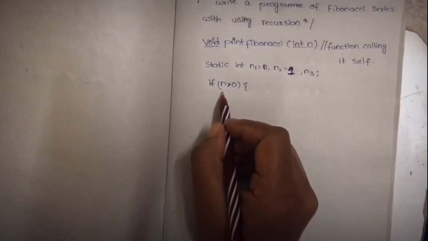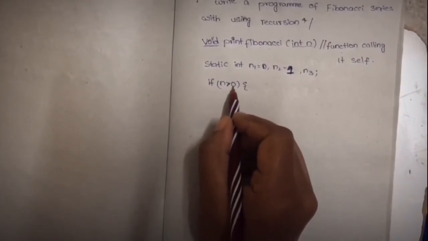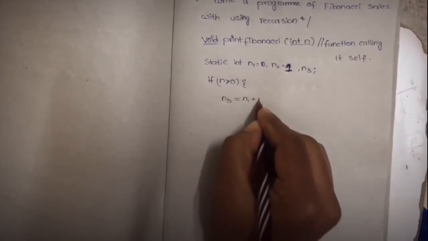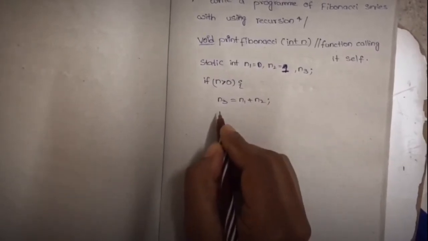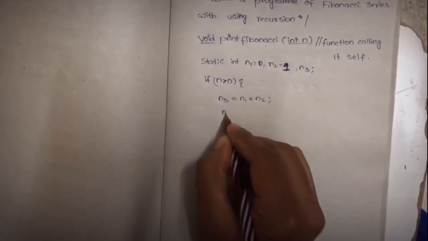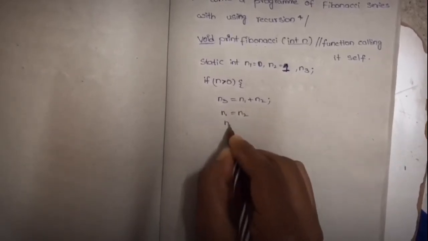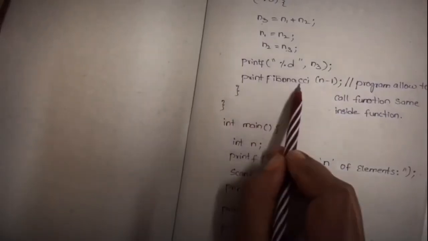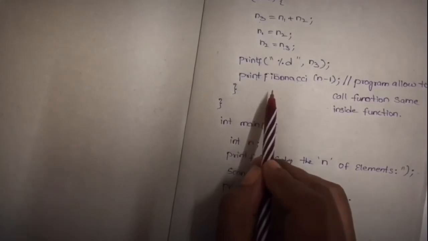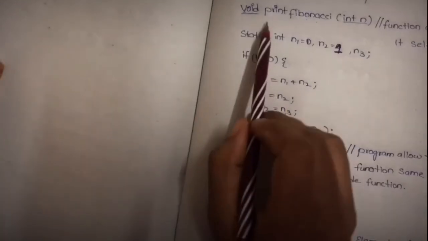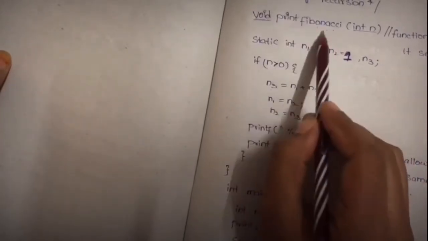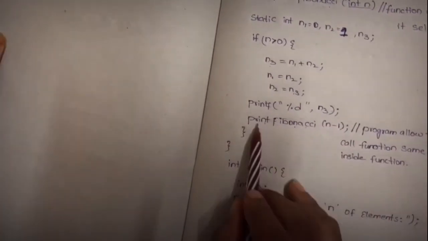Applying the statement: if n is greater than 0, then the condition will be n3 equals n1 plus n2. The swapping of numbers will take place as n1 equals n2, n2 equals n3. Print Fibonacci n minus 1. Here the program is allowed to call a function inside the same function. The function which is calling itself is print Fibonacci. The same function is called inside the statement, which is print Fibonacci.